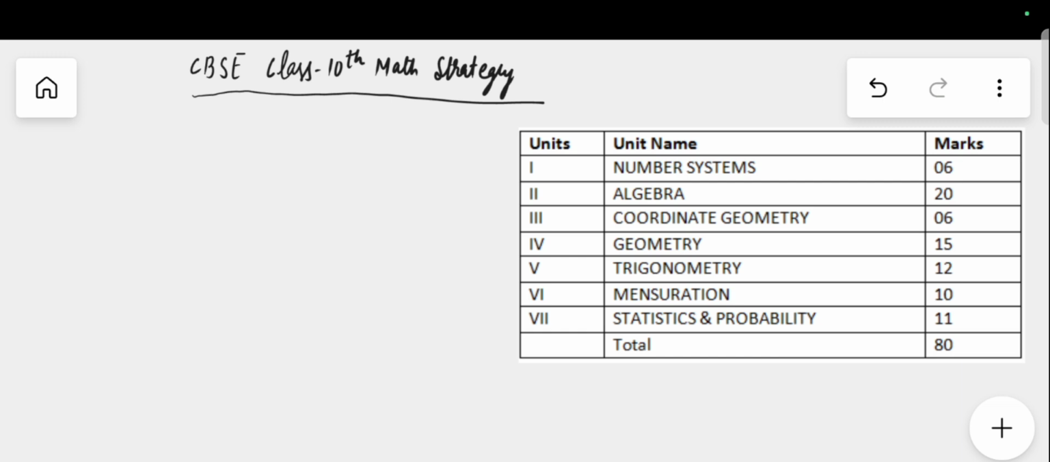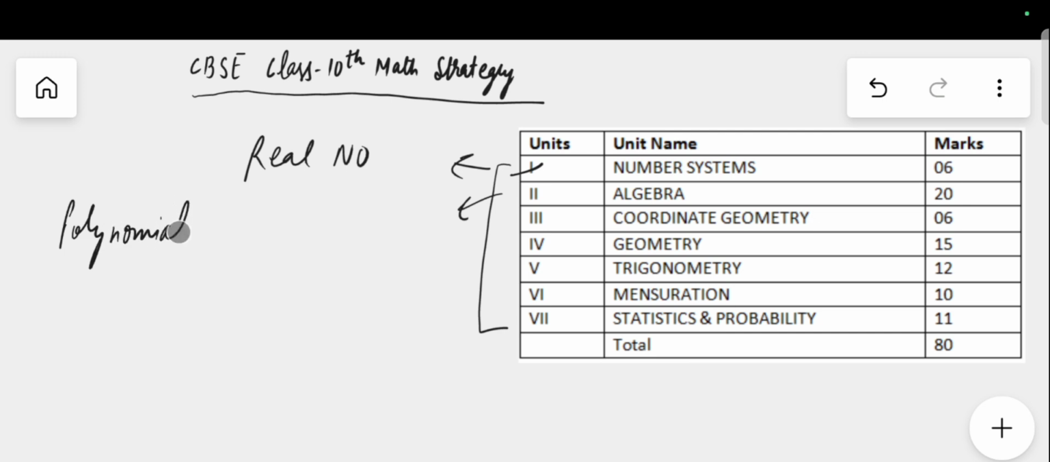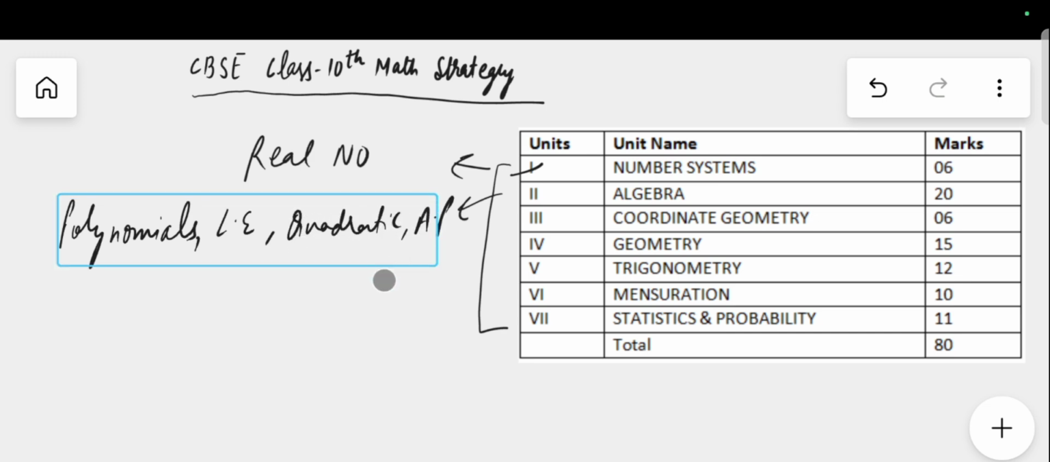First, I am going to share that in Class 10, all your chapters are divided into these 7 units. In the first unit, number system, there is one chapter, which is Real Numbers. In the second unit, algebra consists of 4 chapters. First is polynomial. Second is pair of linear equations in two variables. Third is quadratic equation, and fourth is AP, meaning arithmetic progression.